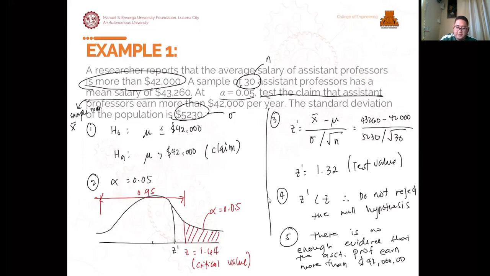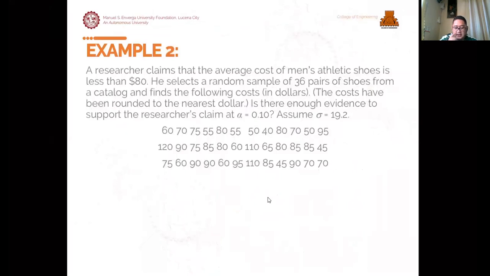Another example. A researcher claims that the average cost of men's athletic shoes is less than $80. First, we need our hypotheses, the null hypothesis and the alternative hypothesis. "Is less than" is for the alternative, so the alternative is less than $80, and the null hypothesis is greater than or equal to $80.